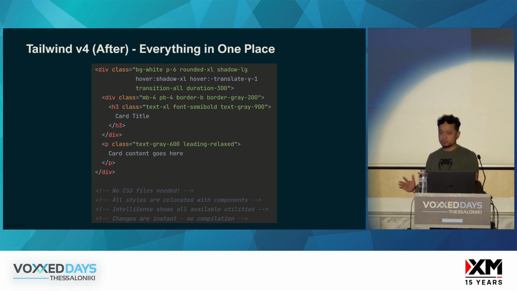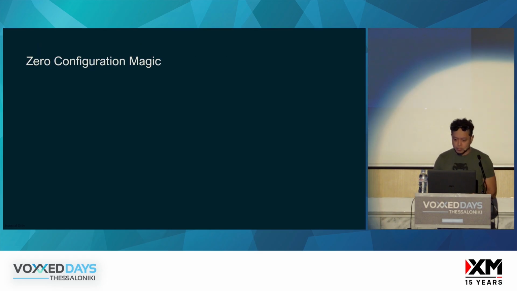Tailwind version 4, everything is right there in your component. No context switching, no file hunting. Your IDE gives you autocomplete for every utility. And when you change something, you see it instantly. What else? Zero config. This is a game changer for web developer teams.